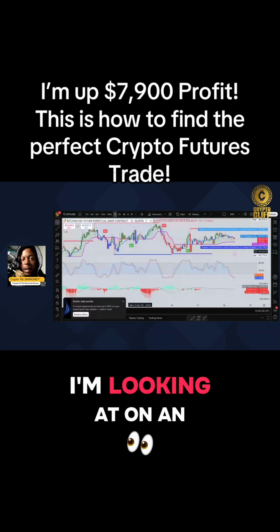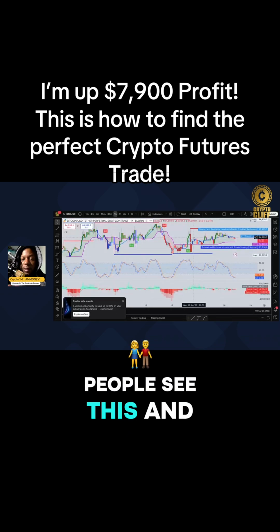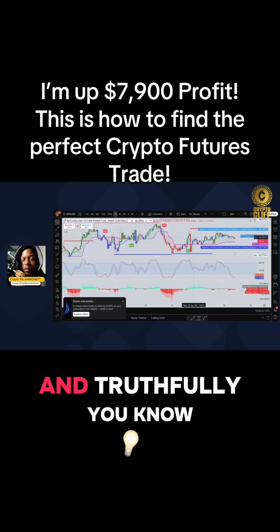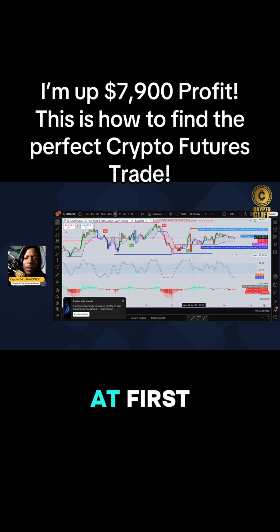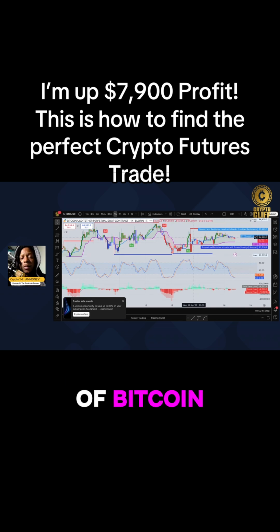Bitcoin's chart right now. I'm looking at it on an hourly chart. Now, a lot of people see this and they get confused. All right. And truthfully, it is kind of confusing at first. But the entire crypto market runs on the trajectory of Bitcoin.